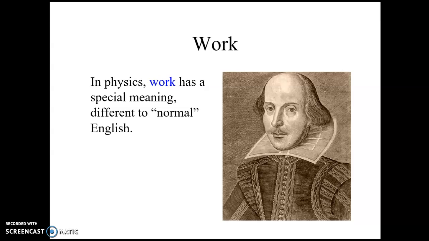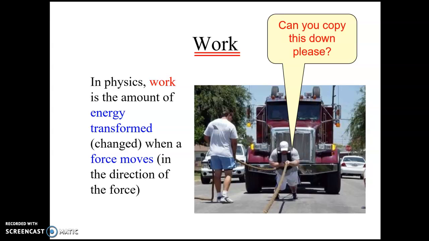Now, as in many words in English, a word has a different meaning depending on its context and its subject. So, for instance, decay has a different meaning in biology, where a body will decay, whereas in physics, we talk about radioactive decay. And the same is true of the word work. In physics, as it says on the slide, work has a very special meaning that is different to normal English. In physics, work is the amount of energy that's transformed, changed, when a force moves in the direction of the force. So what I'd like you to do is to pause the video, and if you could copy this into your books, please.